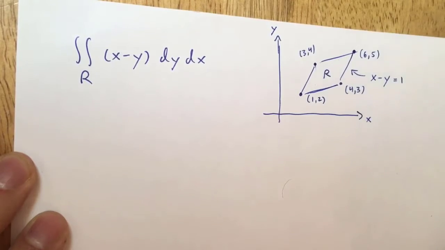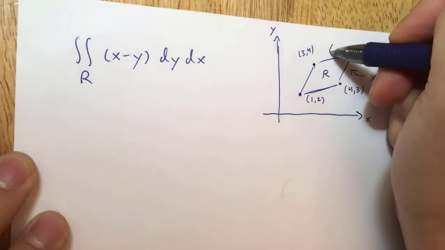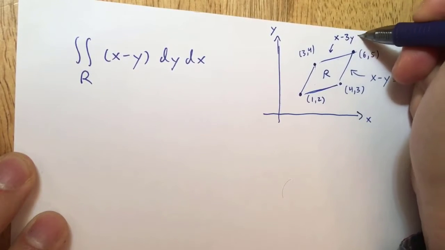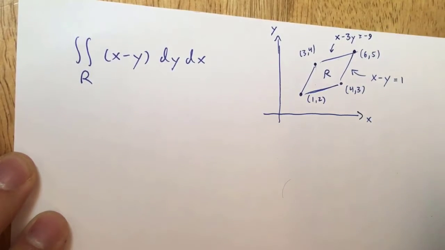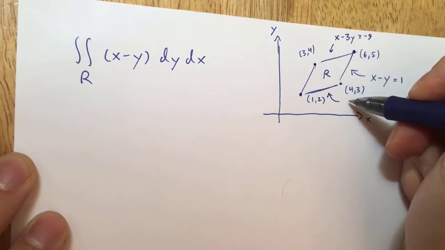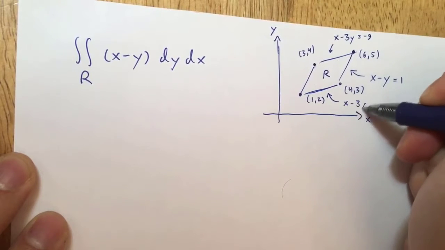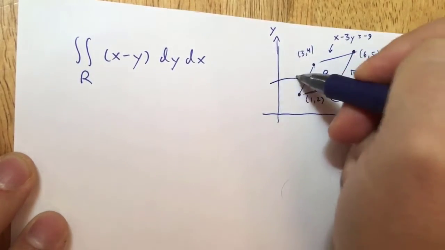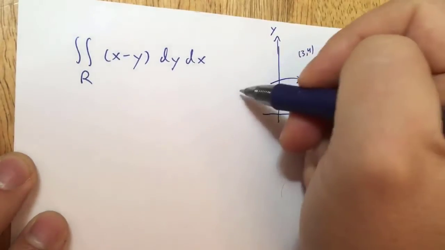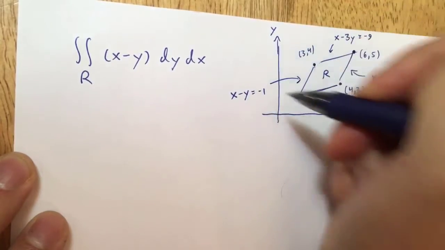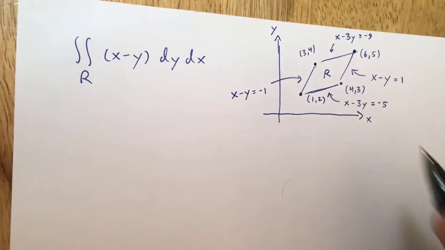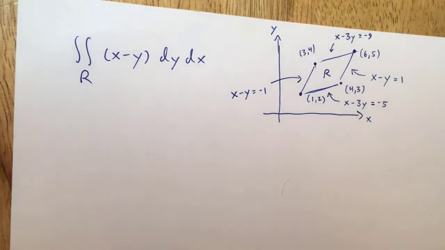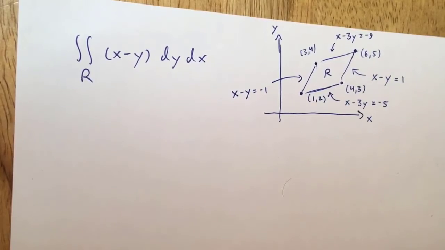This is x minus y equals 1. The equation of this line is x minus 3y equals negative 9. The equation of this line over here is x minus 3y equals negative 5. And the equation of this line over here is x minus y equals negative 1. Okay? So by getting an idea of what these border lines are, we can get an idea of what change of coordinates we should make.